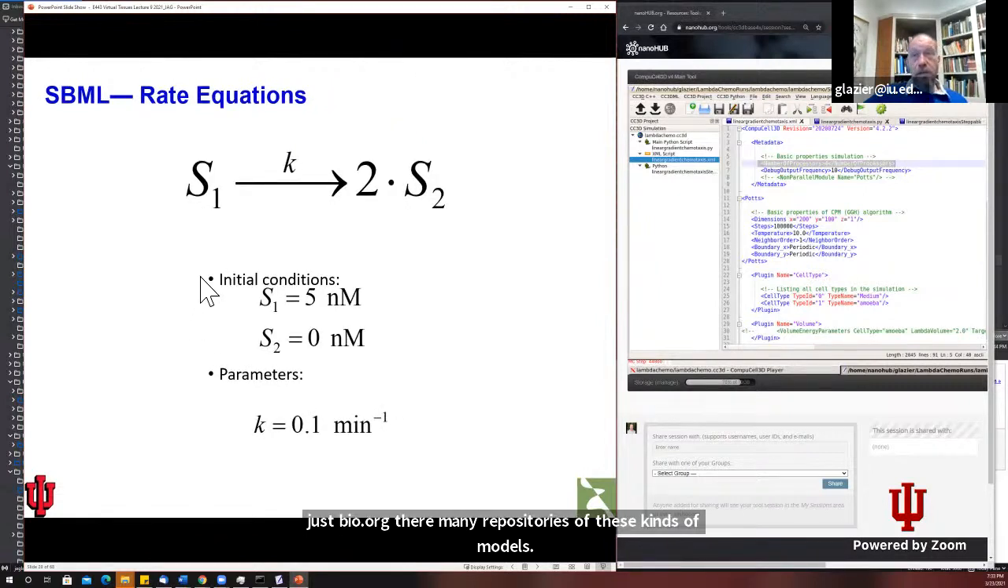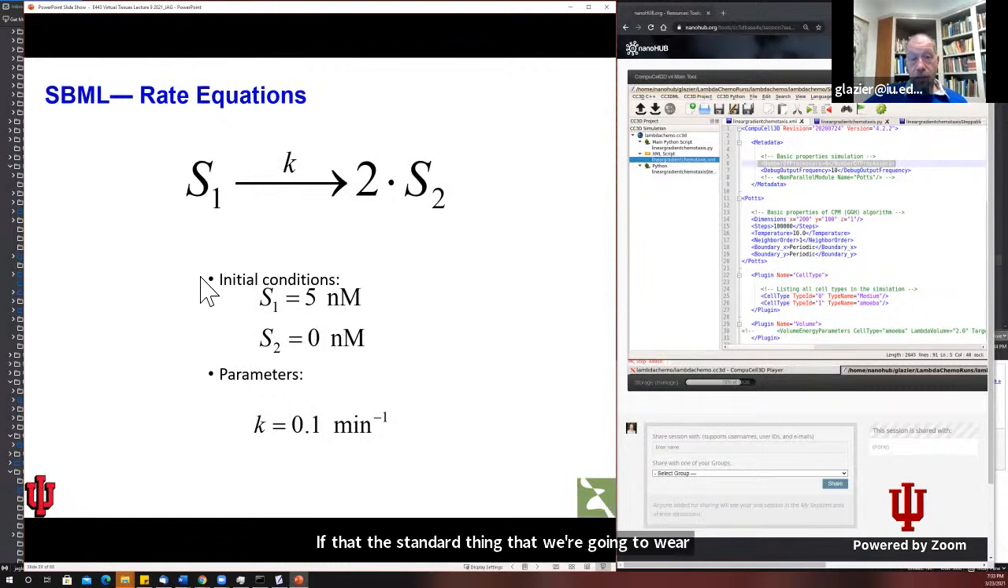The standard thing that we're going to represent in any of these situations, and the whole class last semester was about it, I'm not going to go through that again, is chemical reactions. Here is a simple chemical reaction where a species S1 is breaking down to become 2 copies of species S2 at a rate K. You have to specify how much of S1 and S2 you have at the beginning.